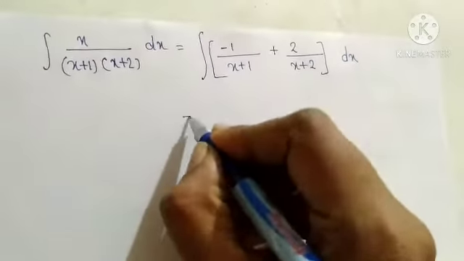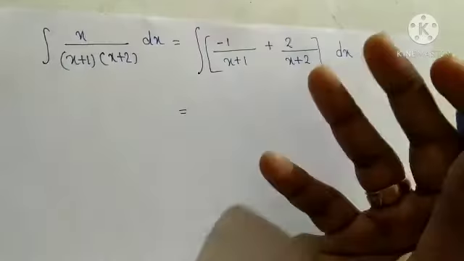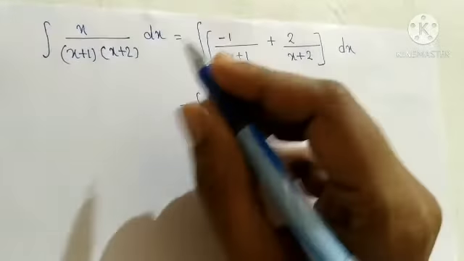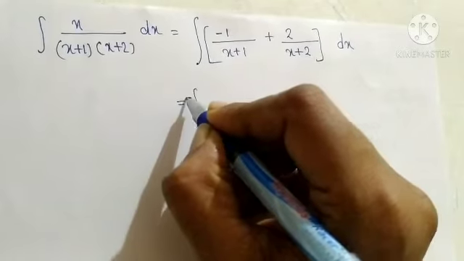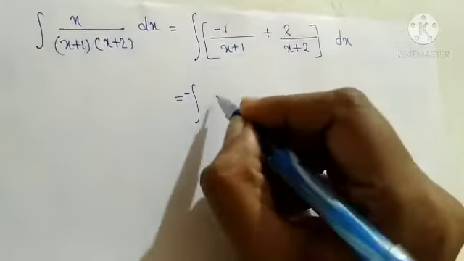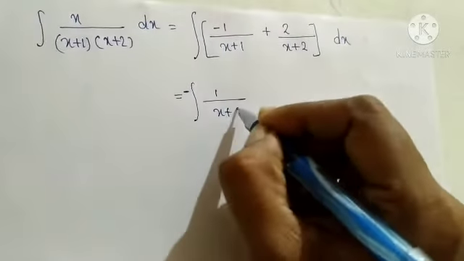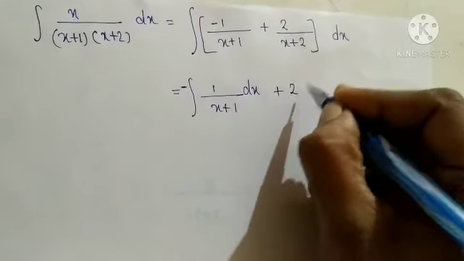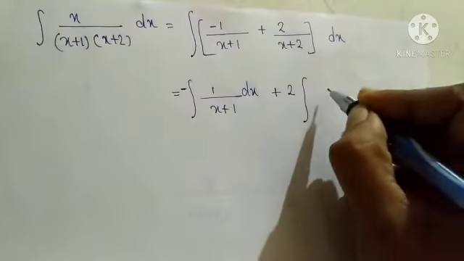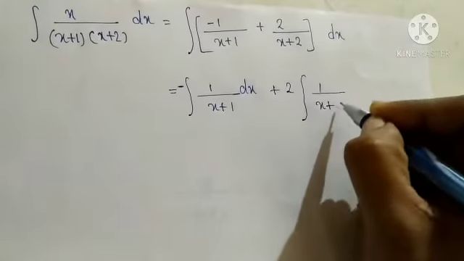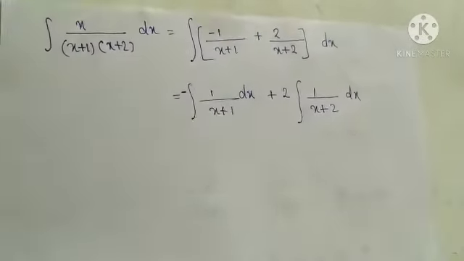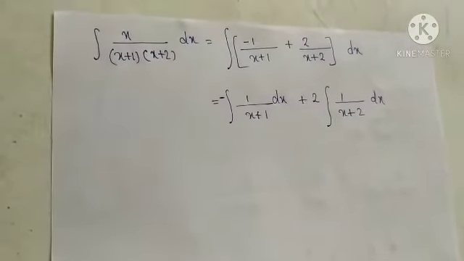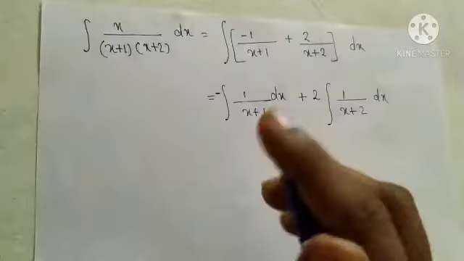So next I am going to use the additive property. So this can be written as: minus 1 is a constant, right? So taking this minus outside the integral, 1 divided by (x plus 1) dx, plus here 2 is a constant, so taking it outside the integral, 1 divided by (x plus 2) dx, by using the additive property.